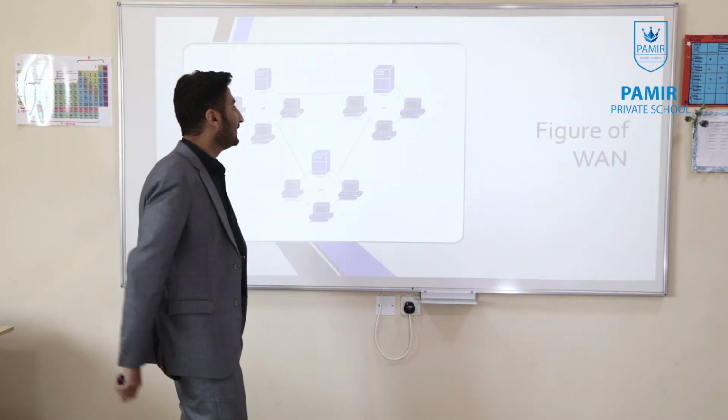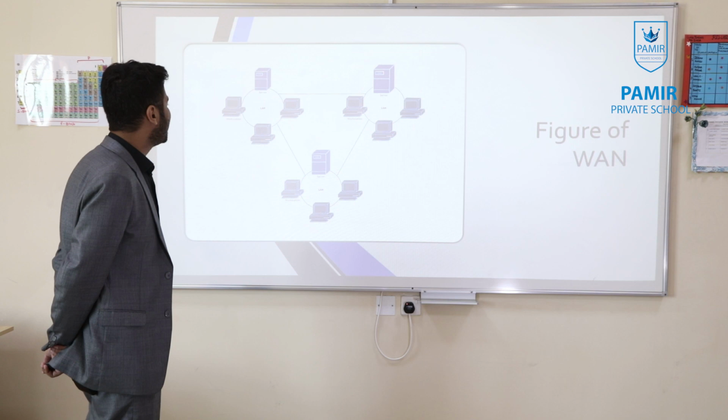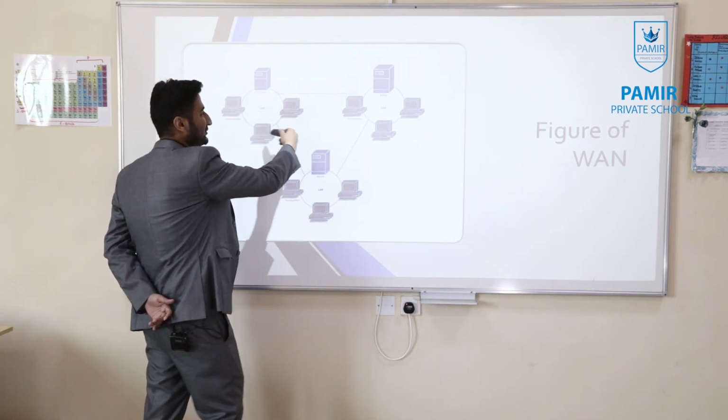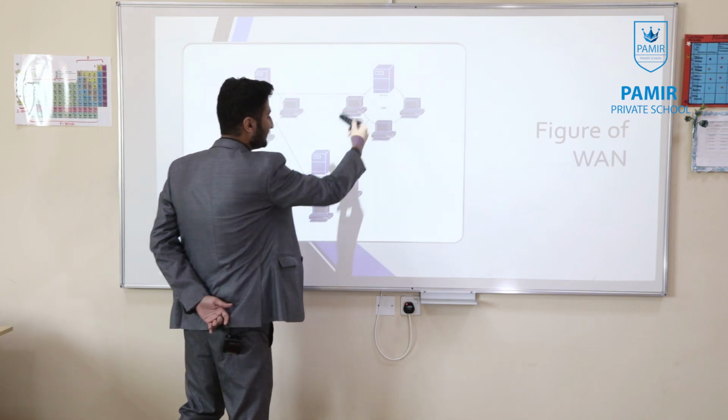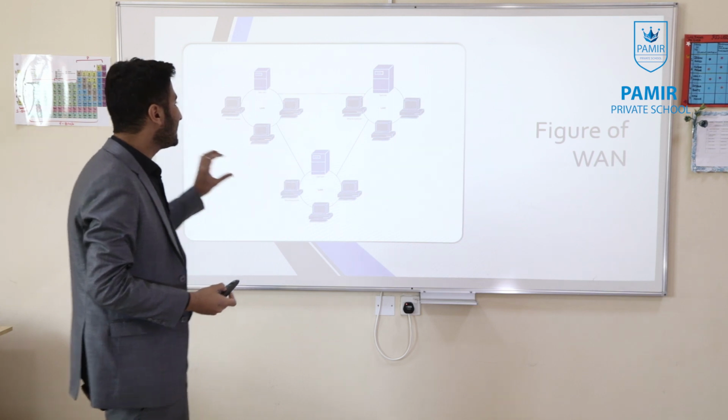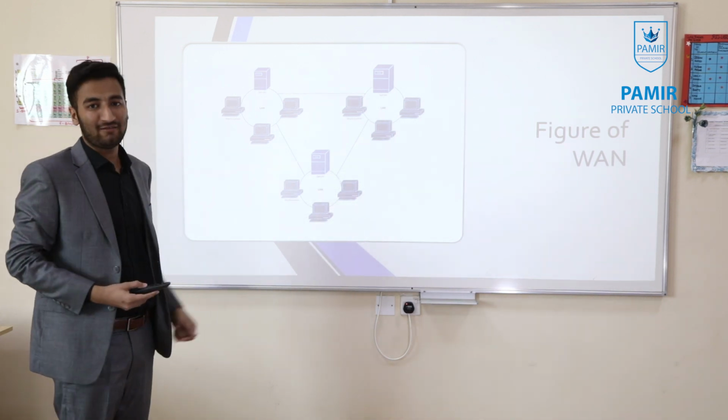Moving on, this is the diagram of the WAN. You can see there is one LAN with a server and some computer stations, then another LAN with computers and a server. So you can say that 3 LANs are connected to each other, making a WAN.